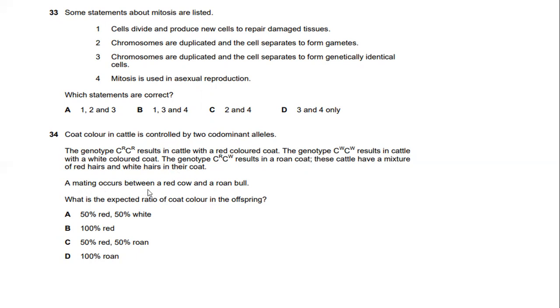A mating occurs between a red cow and a roan bull. What is the expected ratio of coat color in the offspring? As usual, you have to tabulate the table. And then from this table, you might get the result. 50% is red and 50% is roan. So the answer is C.